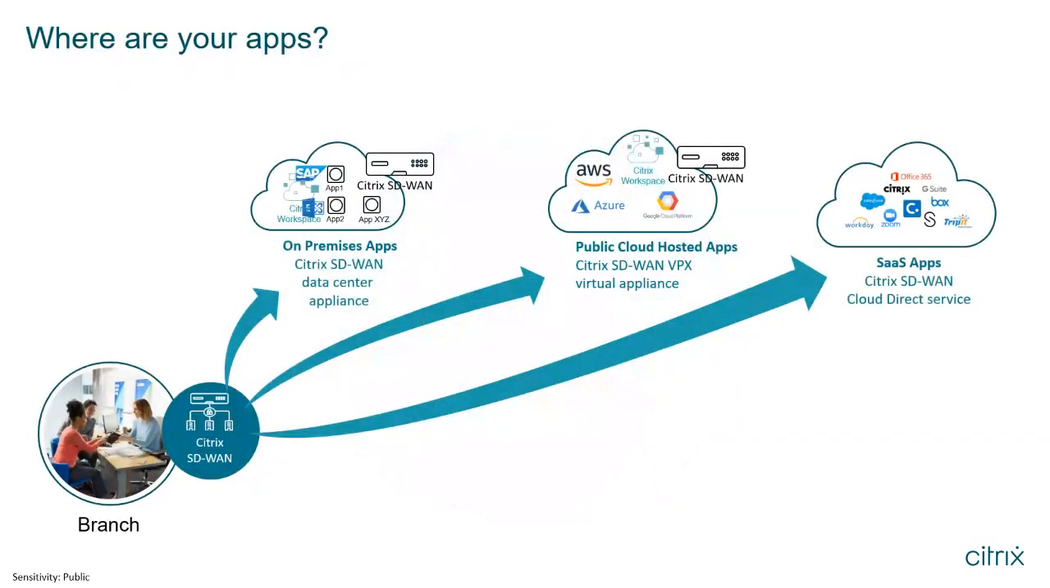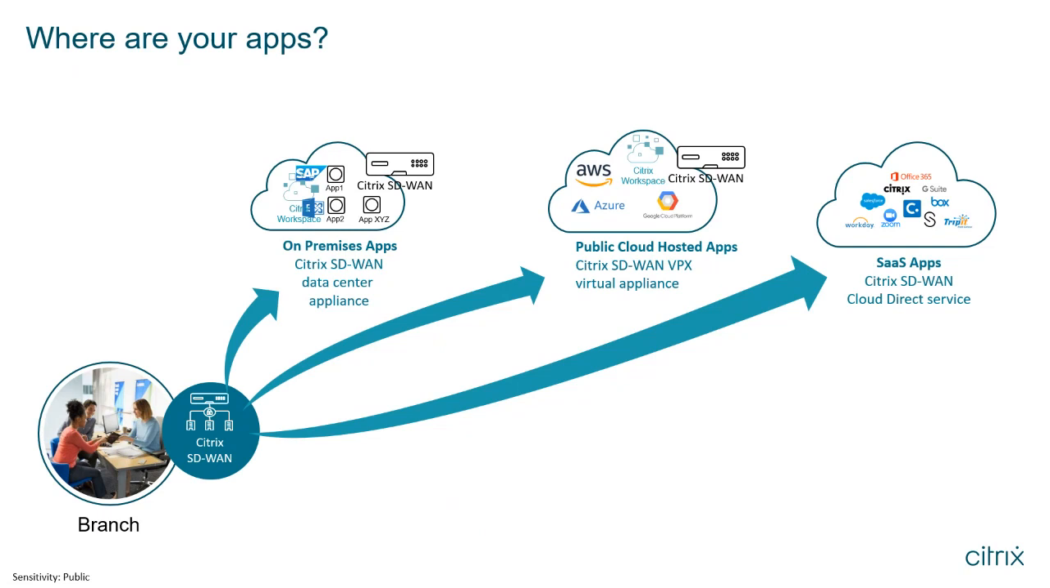So where are your apps, right? As a user sitting in a branch in this example, how do I effectively execute and get to my applications and their data efficiently and in a robust fashion that allows me to continue my business operations through any unplanned outages?